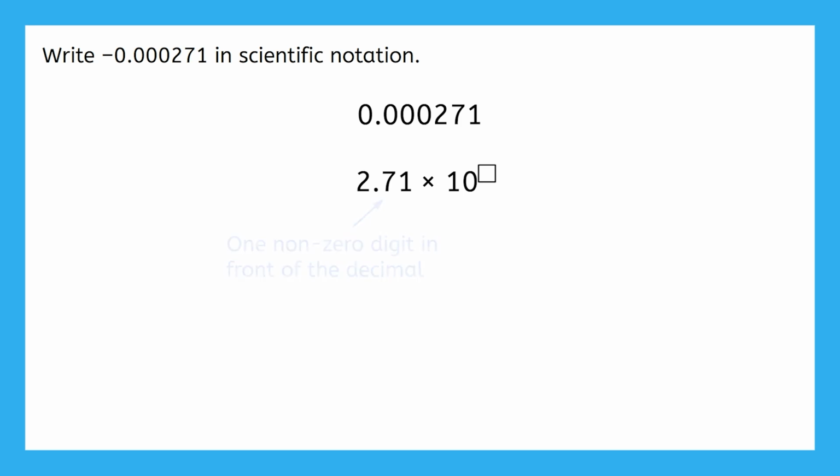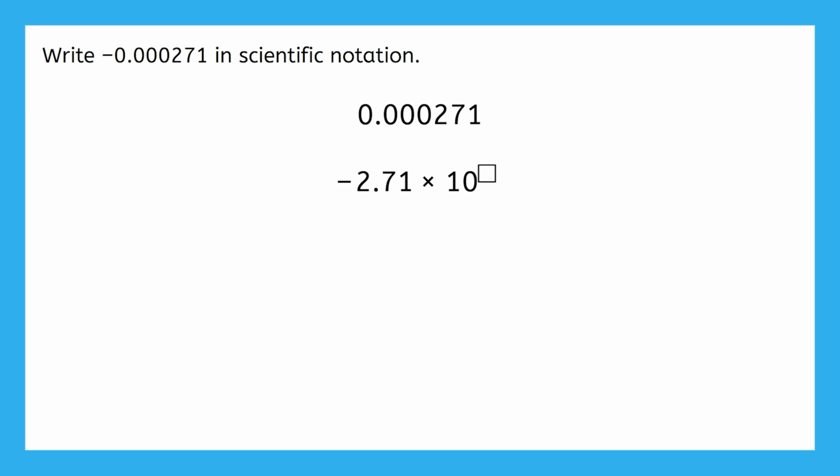Now, what about the sign? Should 2.71 be positive or negative? It should be negative. Scientific notation and standard form represent the same number, and since the original number is negative, the coefficient in scientific notation must be negative. So, we have negative 2.71 times 10 to some power. What should the exponent be?